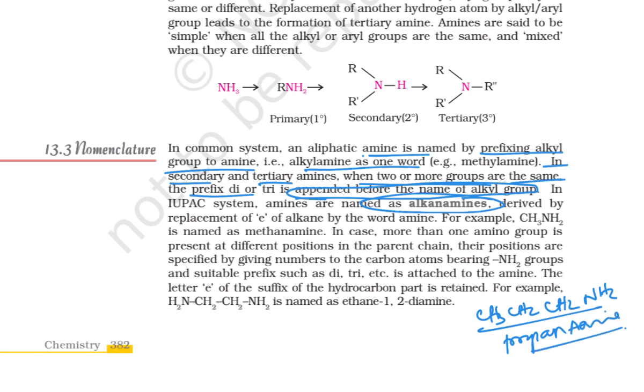Clear, right? So in this case, if more than one NH2 group is there, the same functional group, I already told you in aldehyde, ketone, carboxylic acid. So in this, two amino groups are there, right? At that time, this is your ethane, and the E should not be removed. So ethane diamine. Clear?